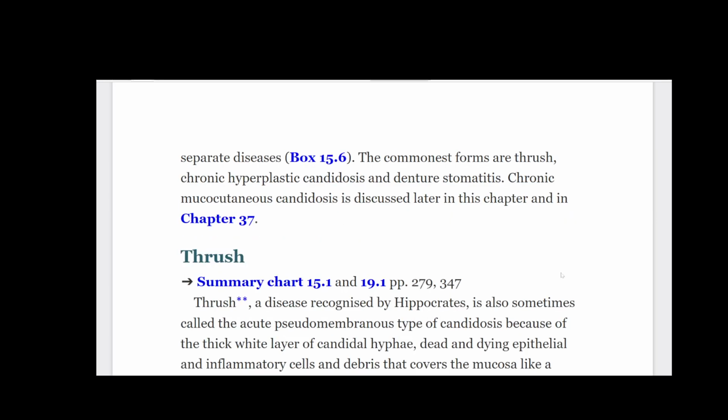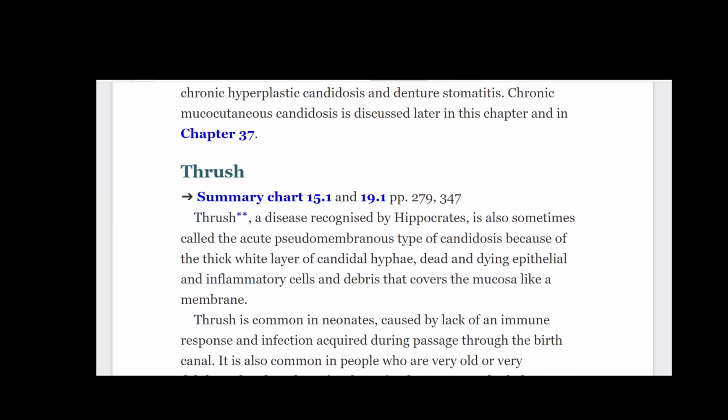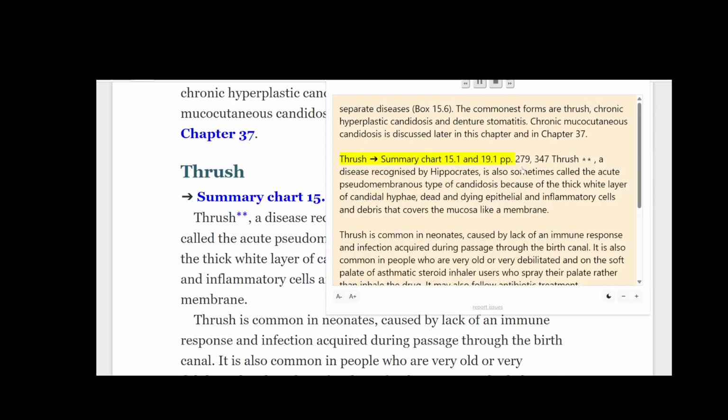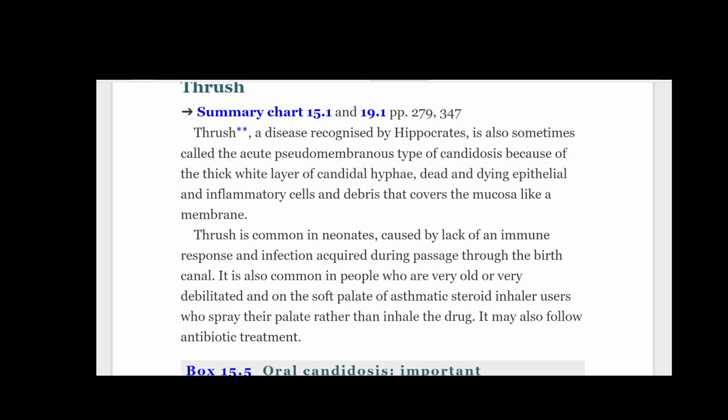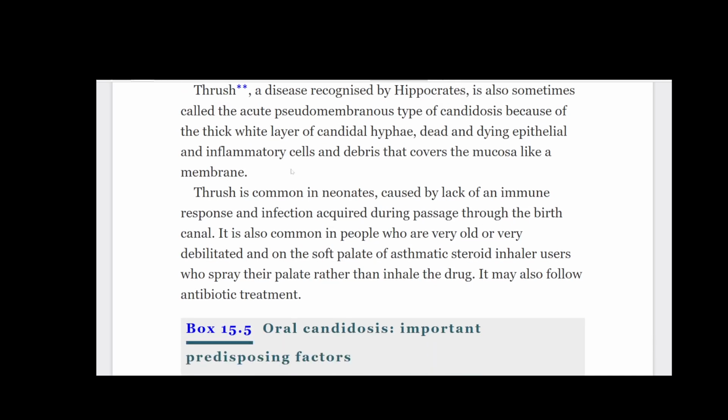Box 15.6. The commonest forms are thrush, chronic hyperplastic candidiasis and denture stomatitis. Chronic mucocutaneous candidiasis is discussed later in this chapter and in Chapter 37. Thrush, a disease recognized by Hippocrates, is also sometimes called the acute pseudomembranous type of candidiasis because of the thick white layer of candidal hyphae, dead and dying epithelial and inflammatory cells and debris that covers the mucosa like a membrane.